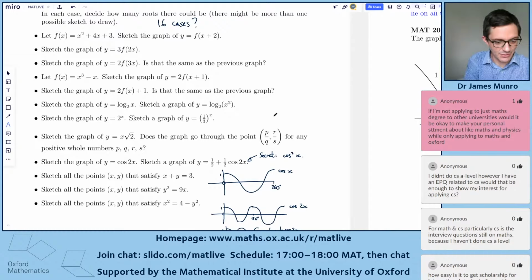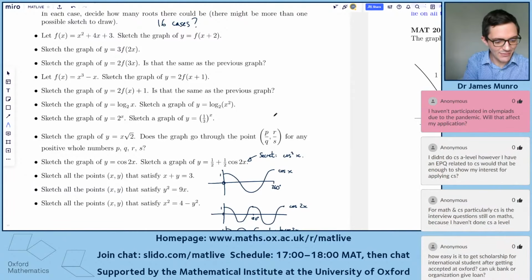Ali would like books about proof. I don't have any off the top of my head. Drawing graphs, maths, EPQ. I'm getting there. I haven't done Olympiads due to the pandemic. That's fine. Not everyone's done Olympiads anyway, and there's more than one way of being interested in mathematics. Hopefully you found some other mathematics to do instead of Olympiads. Other bits and pieces to be excited about.